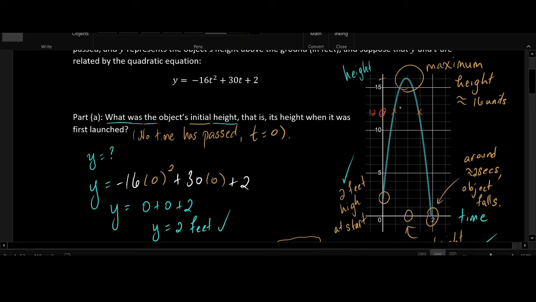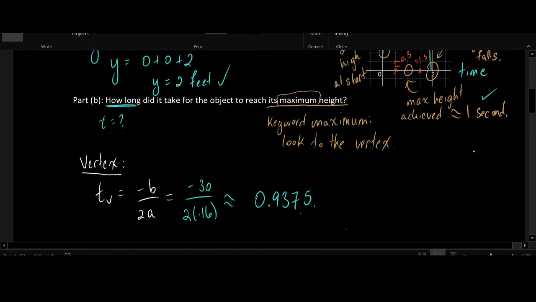So I should expect to get two possible times at which this object has reached a height of 12 feet. One time looks like it's around 0.5, and one time looks like it might be in the vicinity of, this is 1, so this might be 1.5. This would be reasonable for me to expect based on the graph. Now let's try and do some calculations to get the values of t which are close to 0.5 and 1.5.